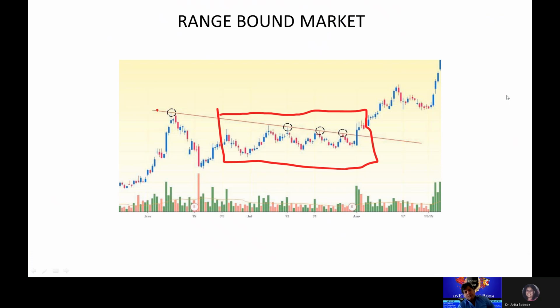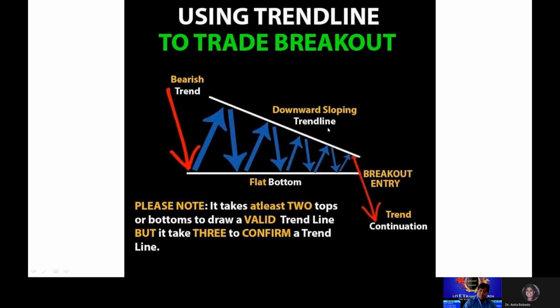What do you mean by range bound market? It means that it moves in a certain range, it hits the resistances, and finally when the breakout happens, after hitting the 3 resistances, it makes the resistance weak, and finally the breakout takes place here. So this is called a range bound market. Again, the same thing.